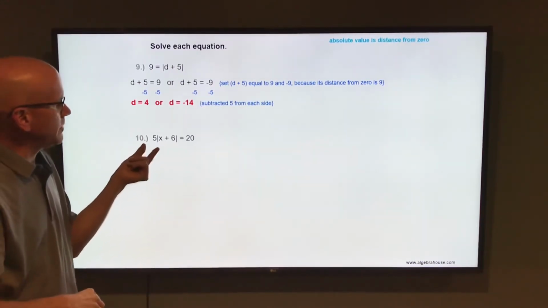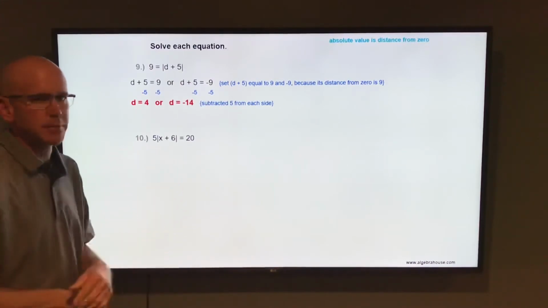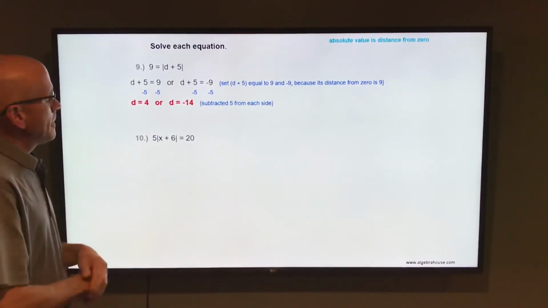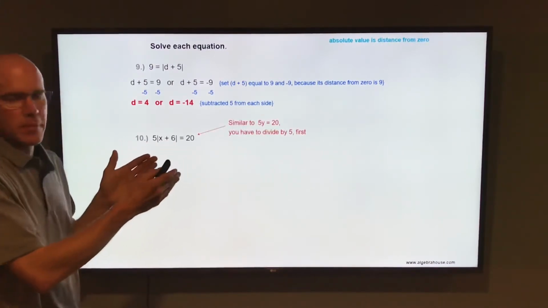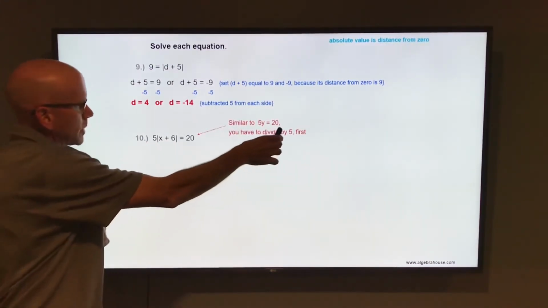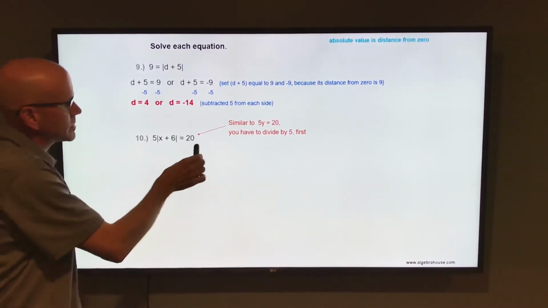Next equation, 5 times the absolute value of x plus 6 equals 20. Now we do have a 5 in front of the absolute value sign. One way to think about that is think of that absolute value as another variable. If it was 5 times y equals 20, you would divide each side by 5. Well, that's what we're going to do here, divide each side by 5.